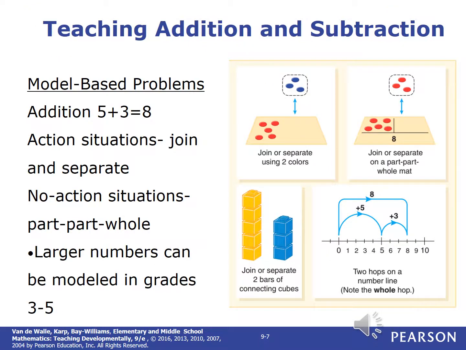Let's continue talking about teaching addition and subtraction. Many of your students will want to use counters, bar diagrams, or number lines to solve story or contextual problems. The figure on this slide to the right shows some different part whole models for 5 plus 3 equals 8 and 8 minus 3 equals 5. Notice that in every example, both of the parts are distinct, even after the parts are combined.